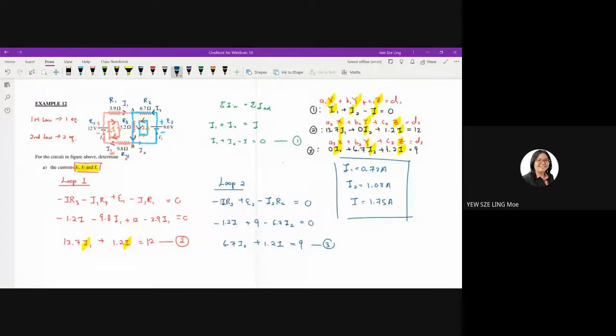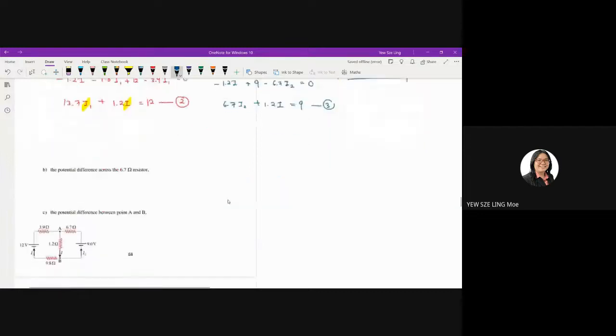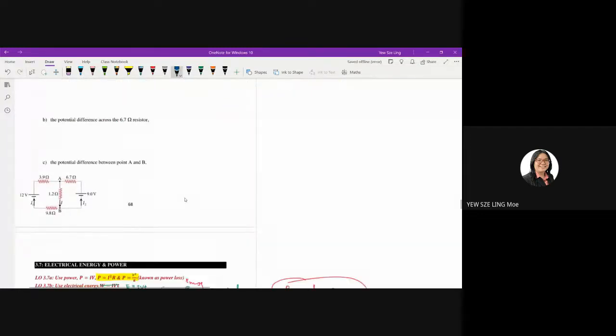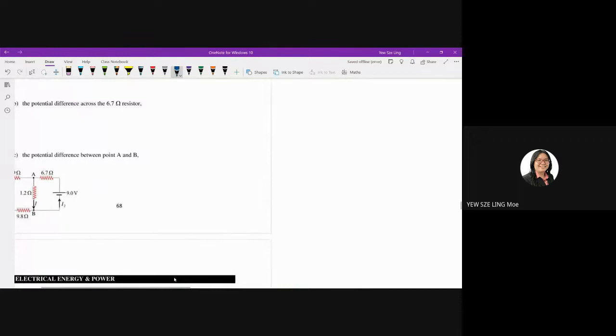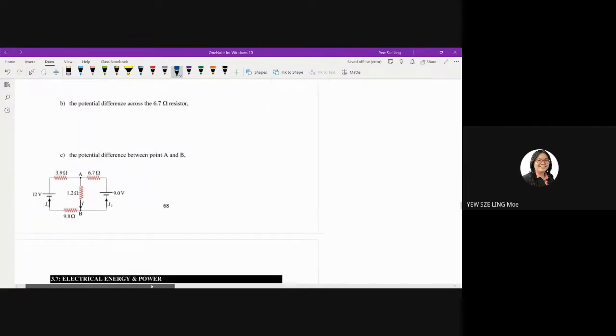Okay. So now let us move on to a second question. Question B, question B is very simple. What I want to focus on is question C. So question B is just a very short and simple question. The potential difference across the 6.7 ohm resistor. 6.7 ohm resistor, that is our R2.